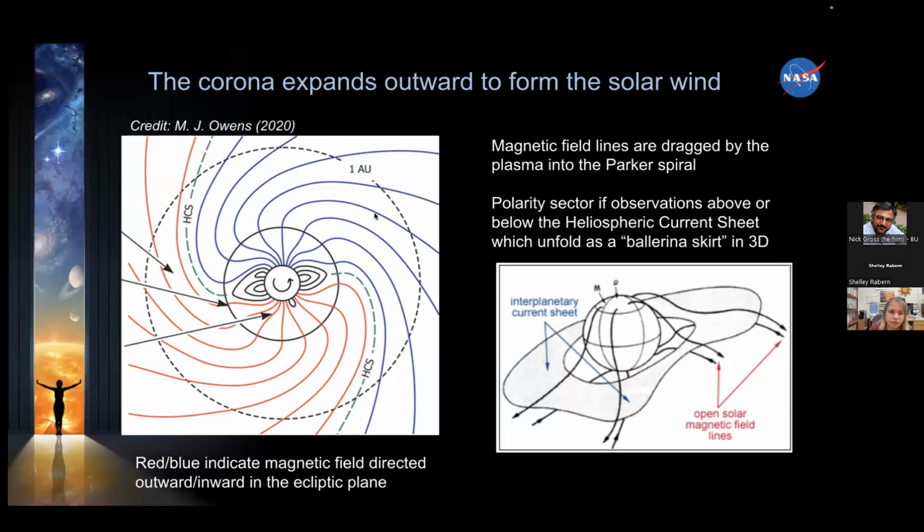And now it rotates. And then when it rotates, you start to get this structure where the current sheet, because this is not perfectly homogeneous, you start to get this full current sheet that expands out into the solar wind.